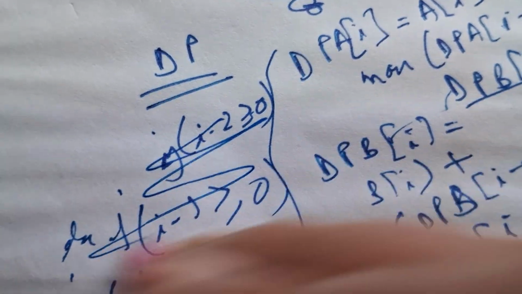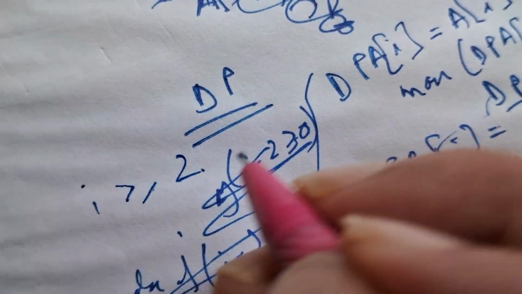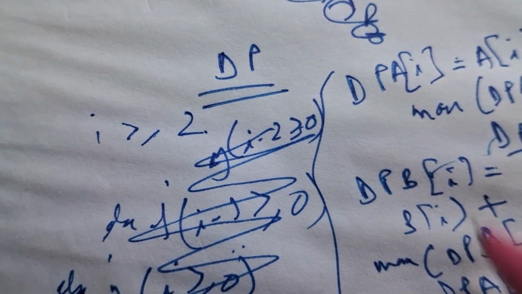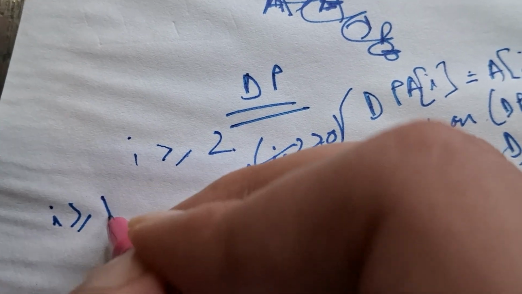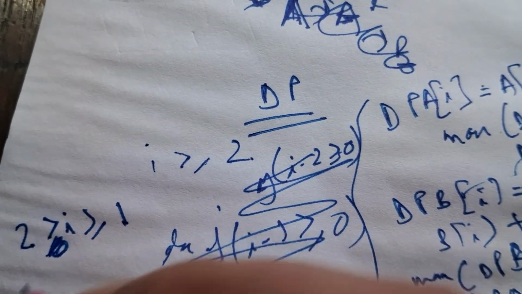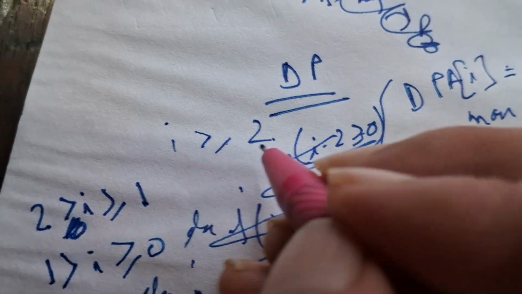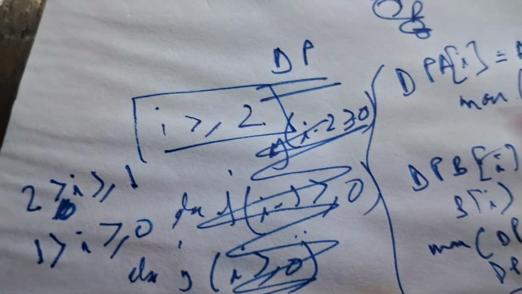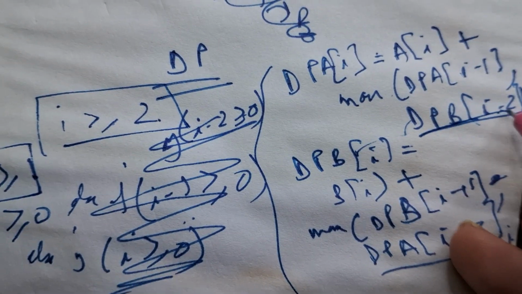Let me not write it like this. Let's say I is greater than or equal to 2, then you're going to consider everything, the whole code. But if I is greater than or equal to 1 but less than 2, then consider all of them for this, but don't consider the I minus 2 things.